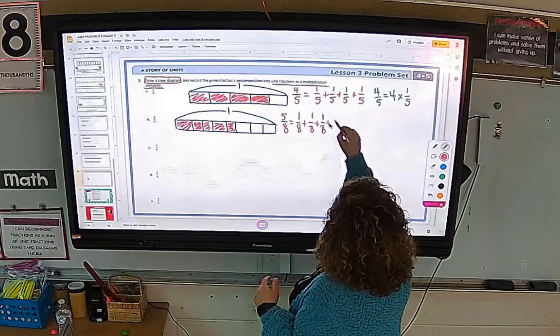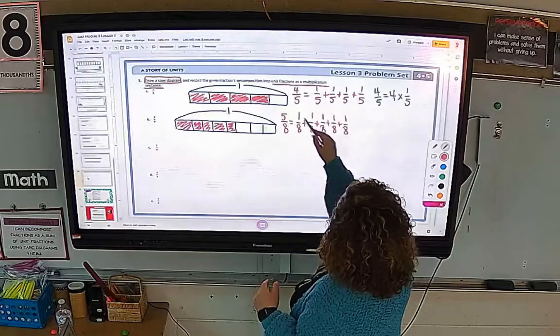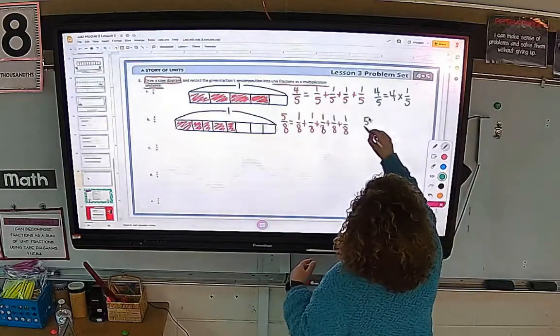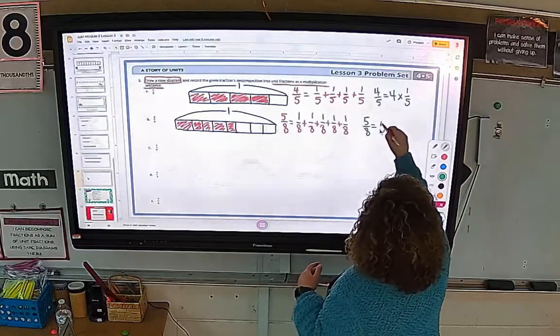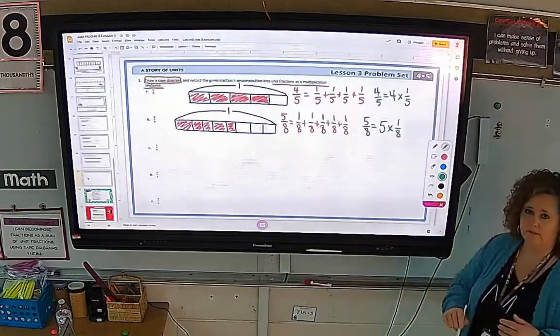1/8 plus 1/8 plus 1 more 8th. That should be 5. 1, 2, 3, 4, 5. Okay. And then for multiplication, we have 5/8 equals 1, 2, 3, 4, 5, 5 times 1/8. We have 1/8 5 times.